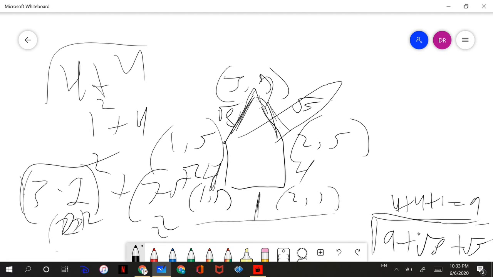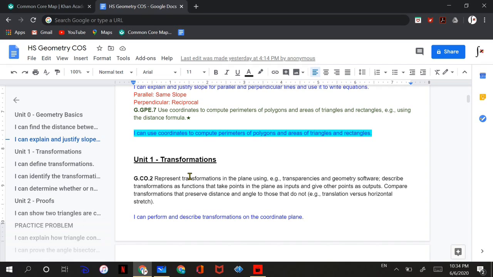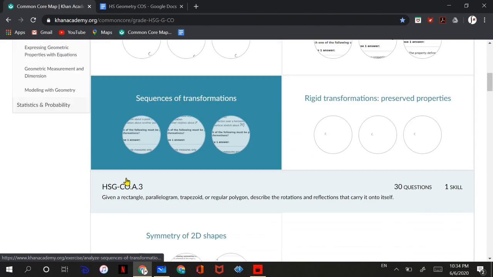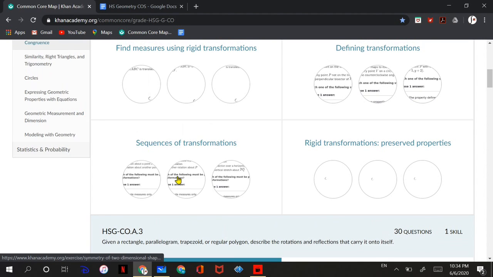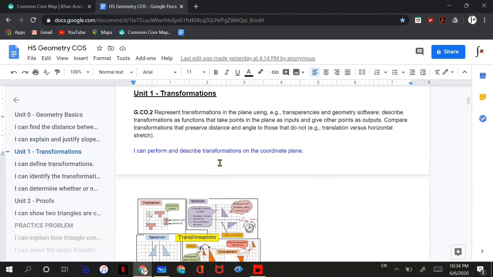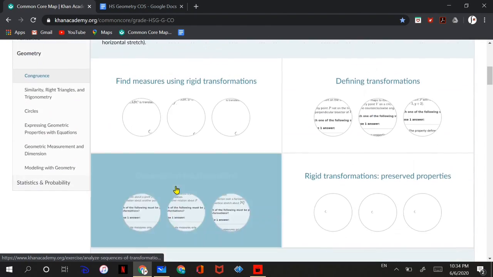Let's see what's next. Let's go. Hey, congratulations, you are starting unit 1, which is transformations. Let's begin. Okay, I can perform and describe transformations on the coordinate plane. So let's find a question. Let's do this.